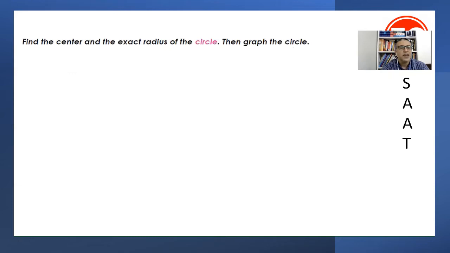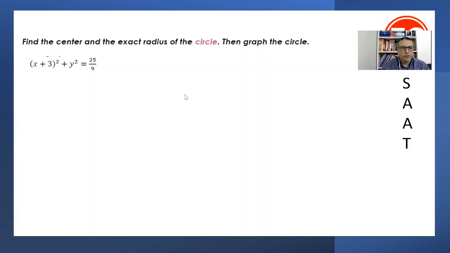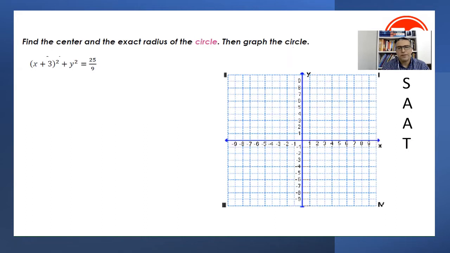Another example, find the exact length of the radius and the center of the given circle. (x plus 3) squared plus y squared is equal to 25 over 9. So we can notice that in this equation, the center's x-coordinate is negative 3. I'm going to change the sign beside the x. And for y squared, I don't have any value. It's not in the form of (y plus something) to the power of 2. So it's y plus 0. So the center from the y-axis.